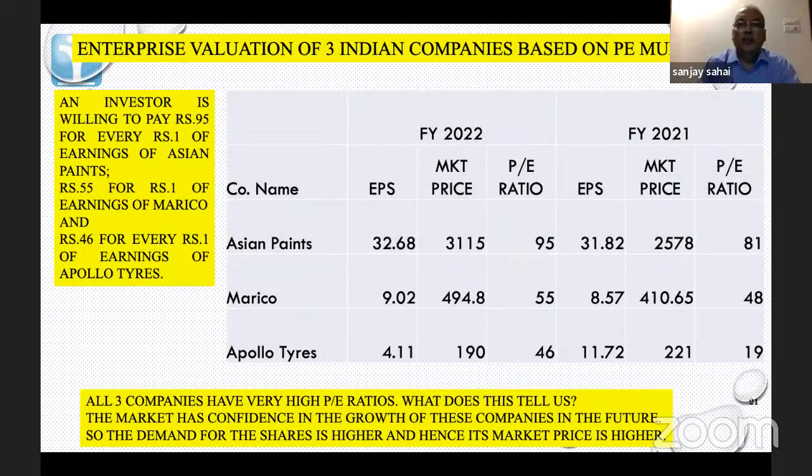I have this one. You can also look at this. So I took the same three companies. I got their market price in FY22. I'd forgotten about this slide. This is an interesting slide. And I got it for FY21. When I say FY21, for the sake of convenience, I'm using one date, 31st March 2022 in this case, and 31st March 2021 in this particular case. So I got the earning per share of Asian Paints, Marico, and Apollo Tyres. I got their market price and I calculated their PE ratio.